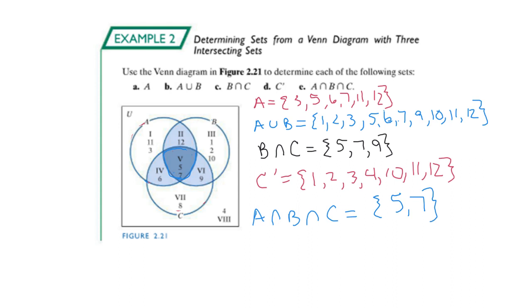So once again, although these are quite busy, just take it one at a time, read left to right, identify each of your sets and focus on whether you're doing the union, the intersection, or the complement.